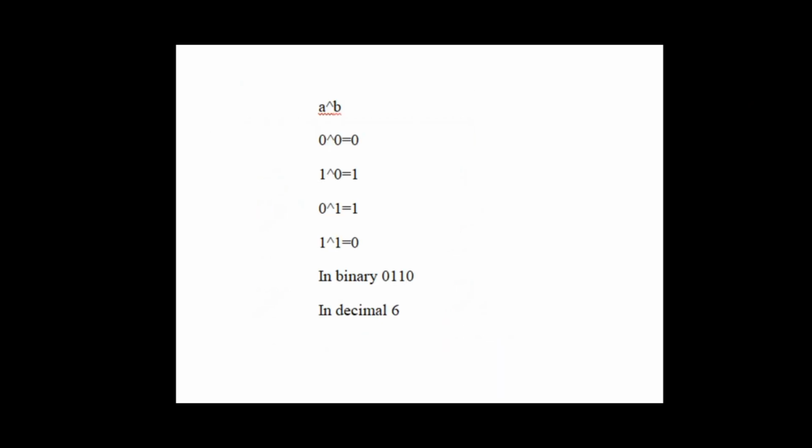Now, A bitwise XOR B. So 0 bitwise XOR 0 gives 0, 1 bitwise XOR 0 gives 1, 0 bitwise XOR 1 gives 1, and 1 bitwise XOR 1 gives 0. So in binary, the final value is 0110. So in decimal, its final value is 6.